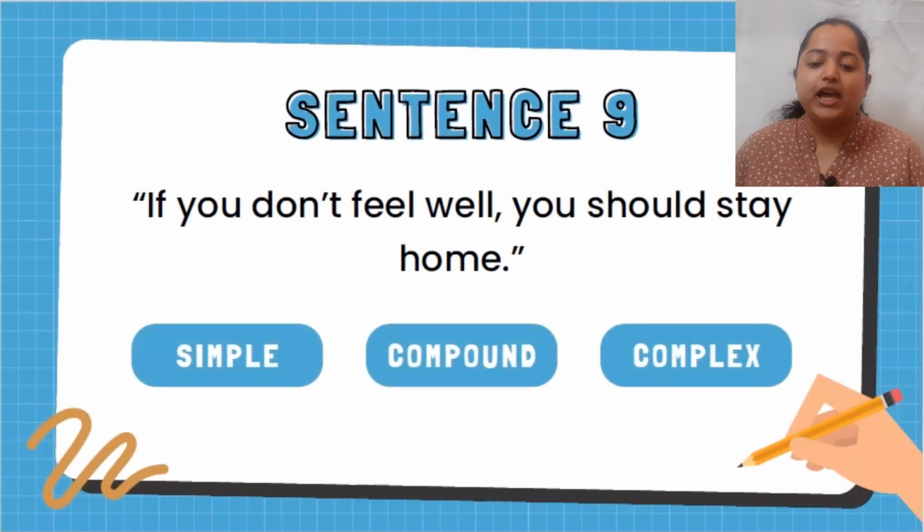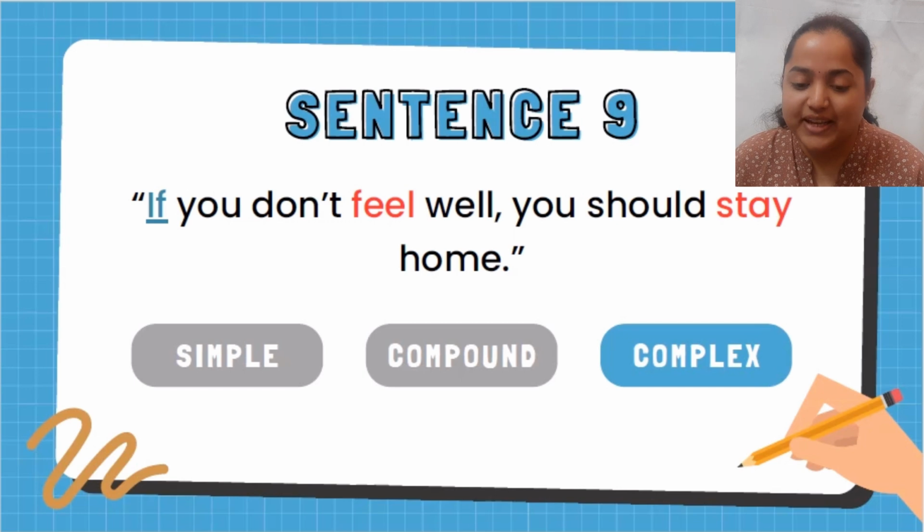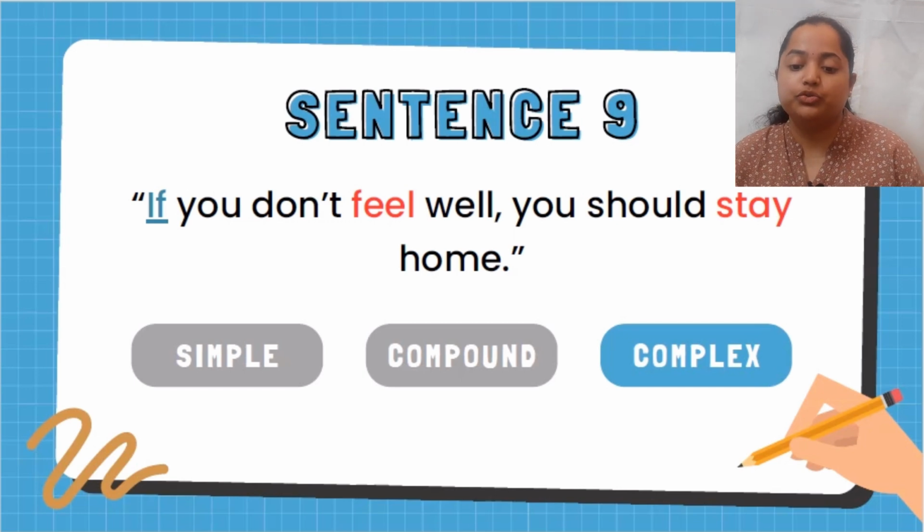Sentence number 9. If you don't feel well, you should stay at home. Correct. It is a complex sentence. If is the subordinating conjunction. You don't feel well. Feel is the verb. You should stay home. Stay is also the verb.